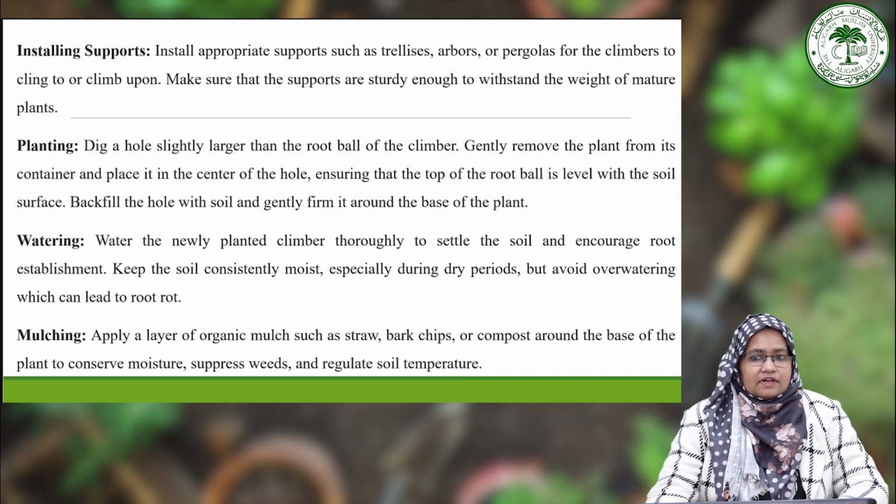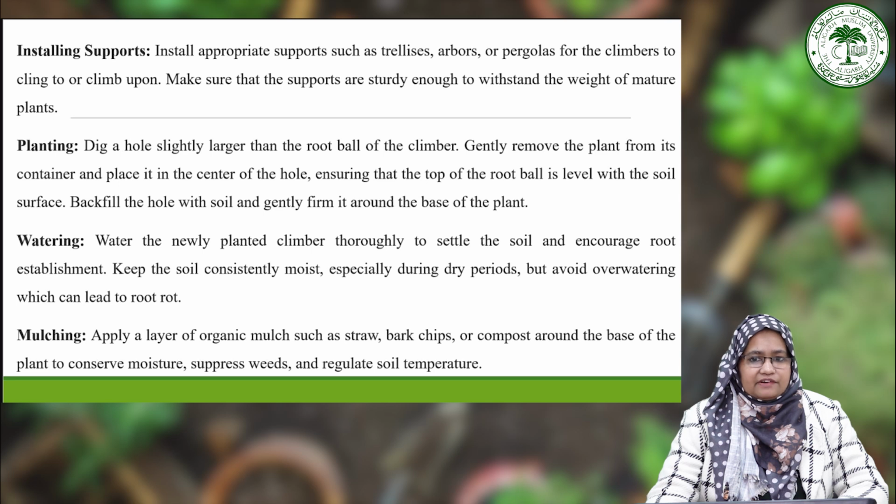Then we have to begin the installation of supports like trellises, arbors or pergolas that can accommodate the climbing habit of the plants. Ensure that the supports are firmly anchored and capable of bearing the weight of mature climbers. Then the planting process involves this: dig a hole slightly larger than the root ball of the climber, taking care not to disturb the roots excessively.